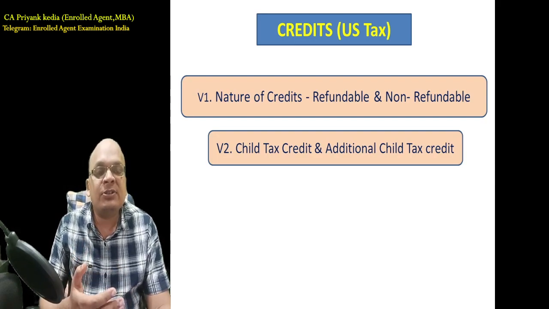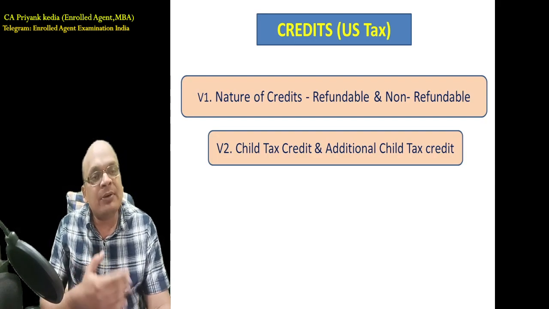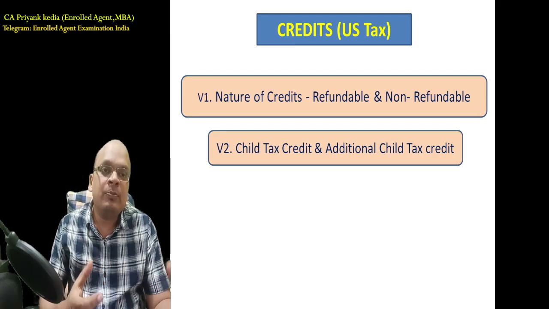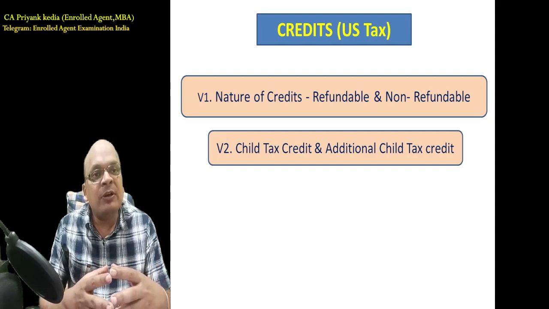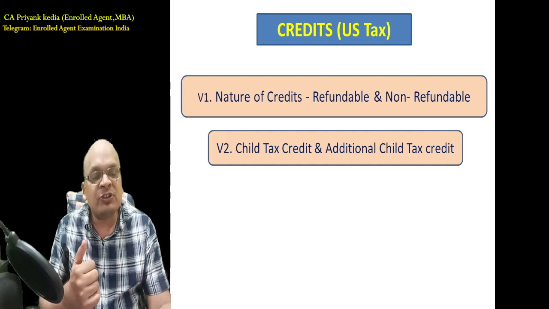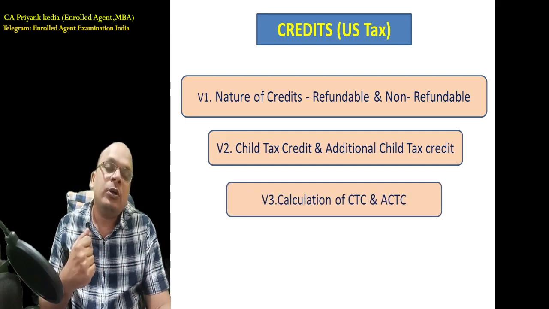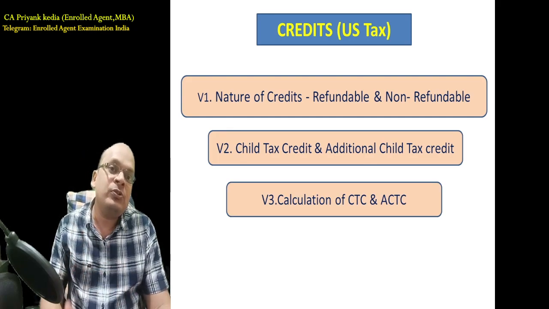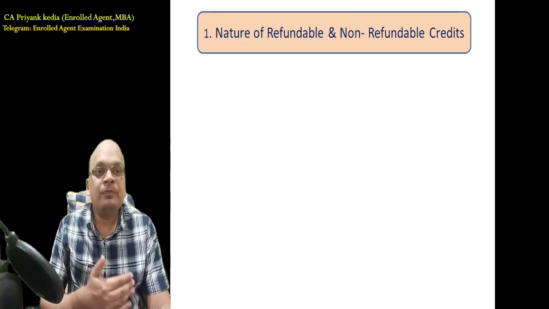In the next video, we are going to talk about examples for these two credits. For example, the child tax credit as a non-refundable credit, the additional child tax credit as a refundable credit, and the requirements, the provisions that are required to be fulfilled by a taxpayer to avail those benefits. And in the third video, we are going to talk about the calculation aspects of these two credits. It requires a 10-step process to find out the actual amount.